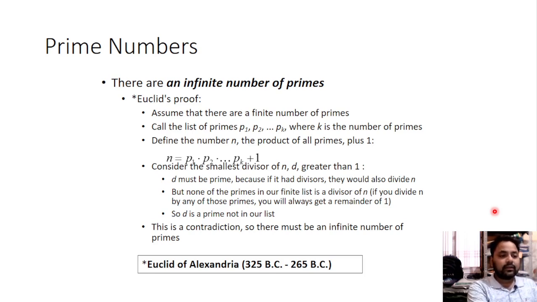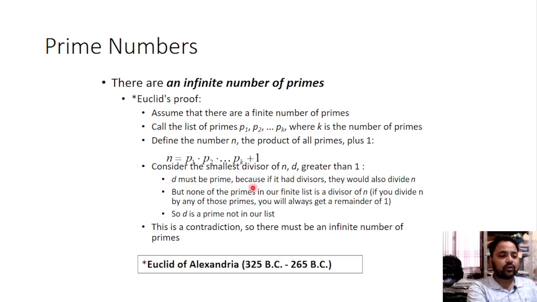There are an infinite number of primes. We know that. Euclid's proof assumes that there are a finite number of primes. Call the list of primes p1, p2, p3 up to pk, where k is the number of primes. Define the number n as the product of all the primes plus 1, like n equals p1 times p2 times p3 up to pk, plus 1. Consider the smallest divisor of n, d, greater than 1.